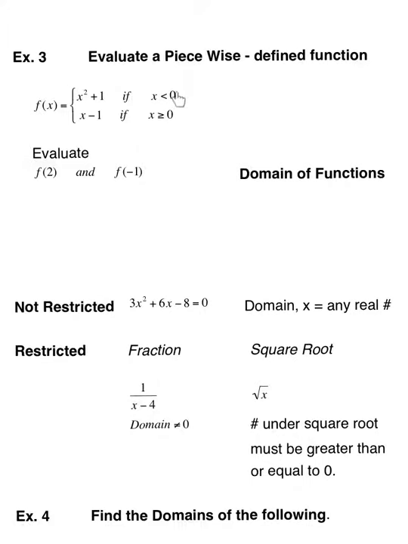So any number that's less than 0, like -2, -10, -100, you're going to plug into this function here. But if I chose +2, +10, +100, they're all greater than or equal to 0, so you're going to plug those values in here to evaluate that function. This is considered a domain that's restricted specifically based upon what this is saying here.